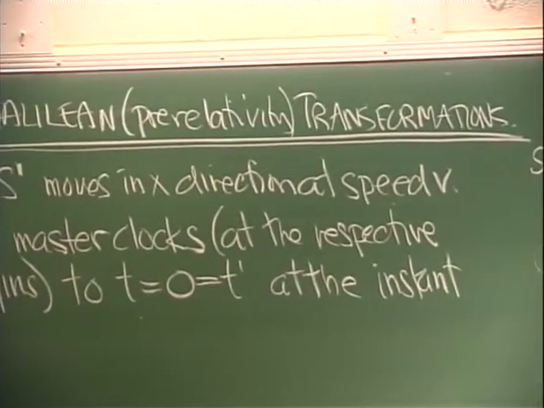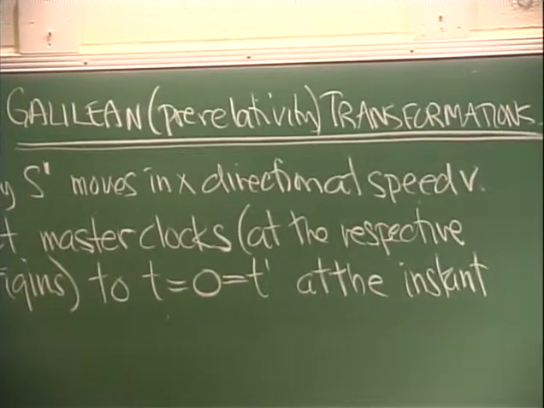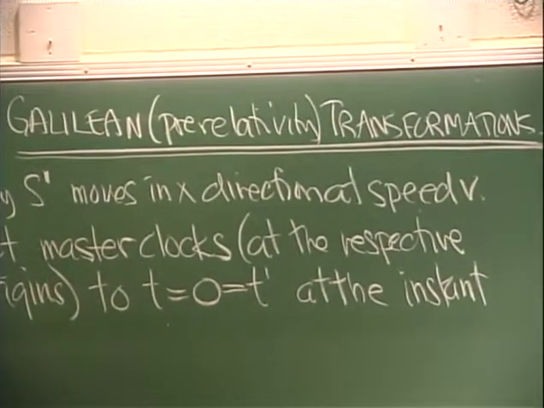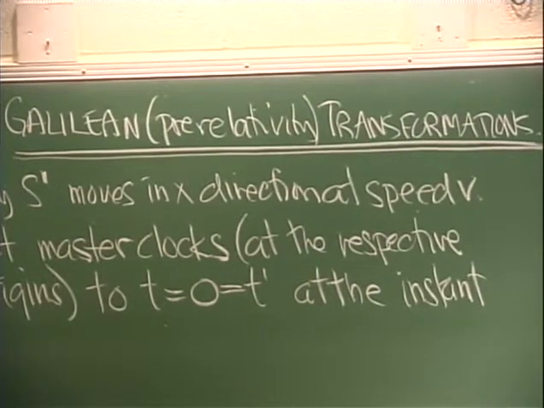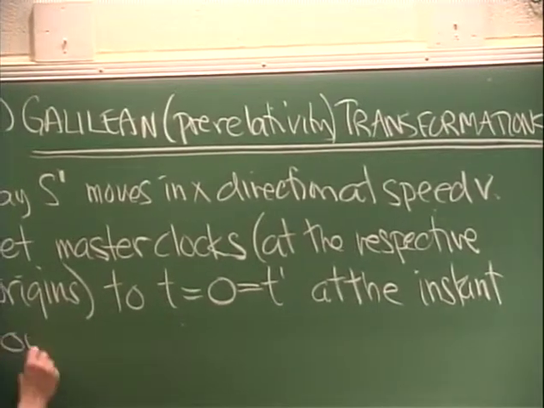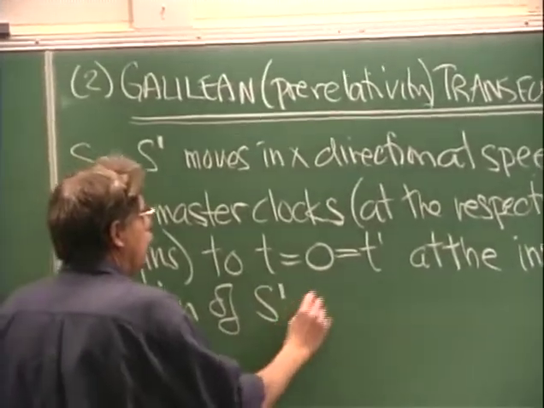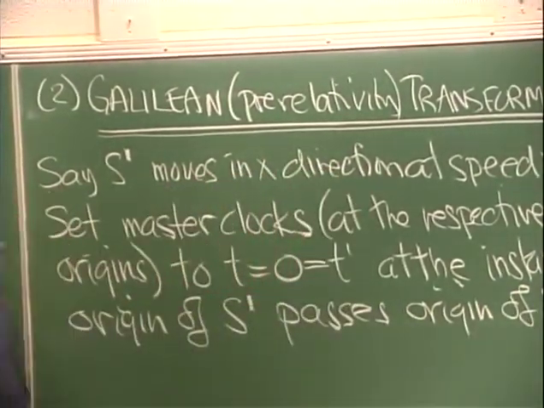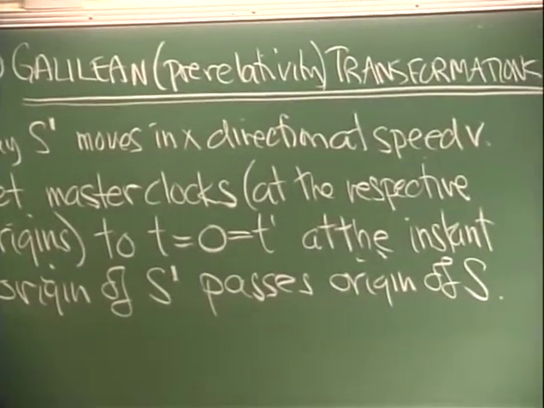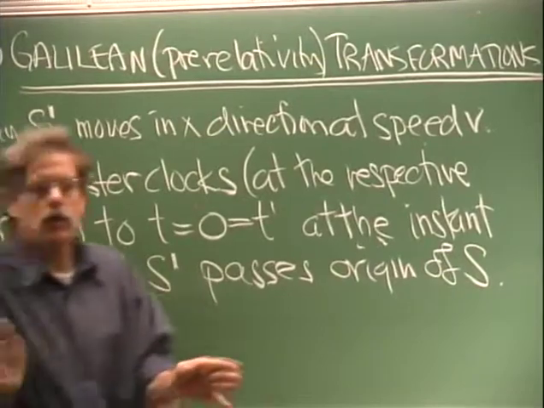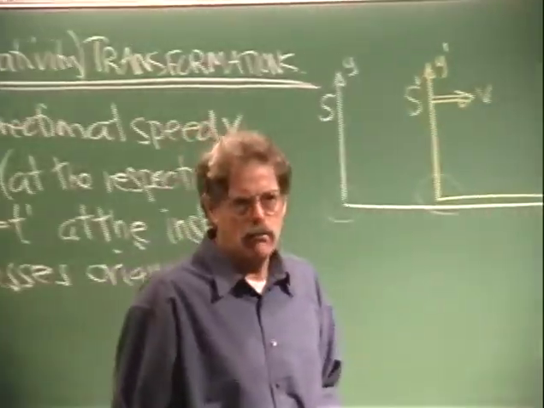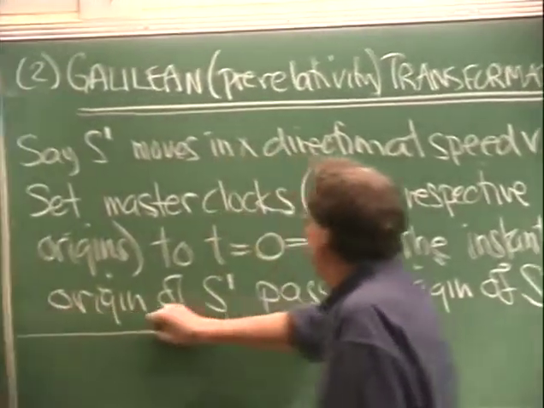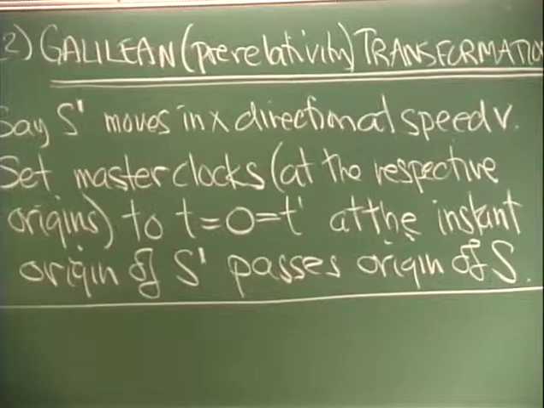I'm setting this up altogether more carefully than one would ever bother with if you were really talking about pre-relativity physics, but I'm anticipating being very careful for the relativistic case. So we set the master clocks at the respective origins to t equals 0 and t prime equals 0 at the instant the origin of S prime passes the origin of S. In other words, when x equals x prime equals 0, the two origins coincide, at that moment we will agree. Set your clock to t equals 0, set your clock to t prime equals 0. And then we'll let them run from then on. Got the picture? So that's just establishing the rules of the game, convenient rules of the game.